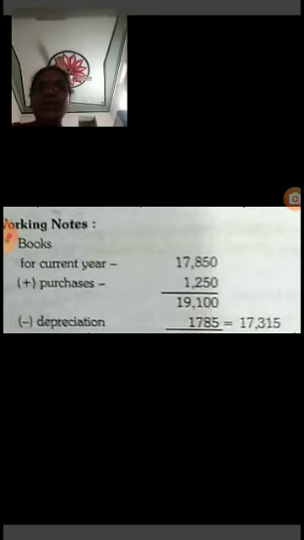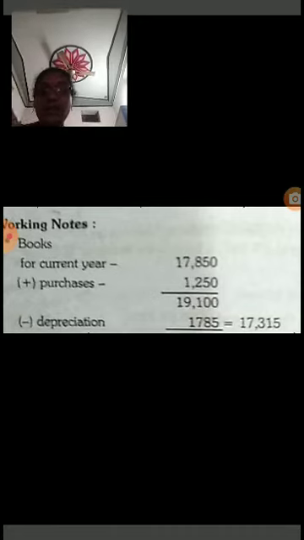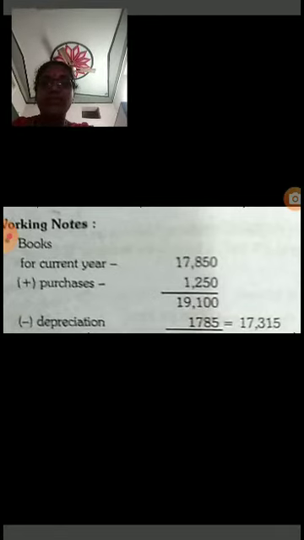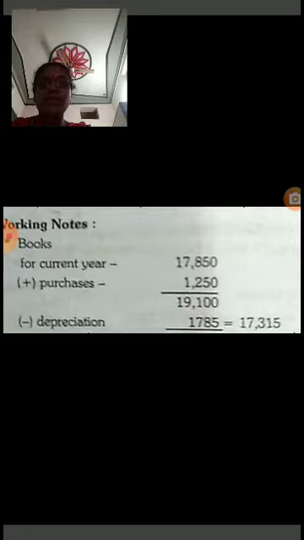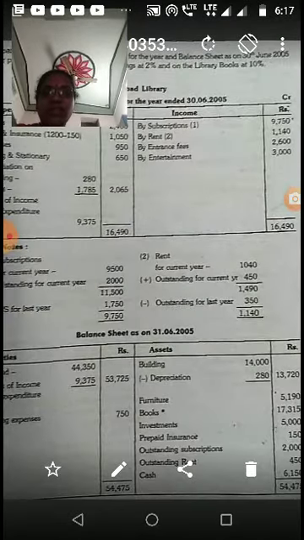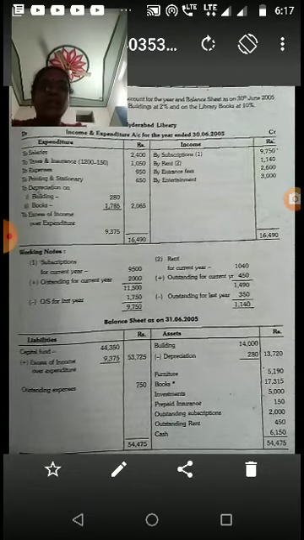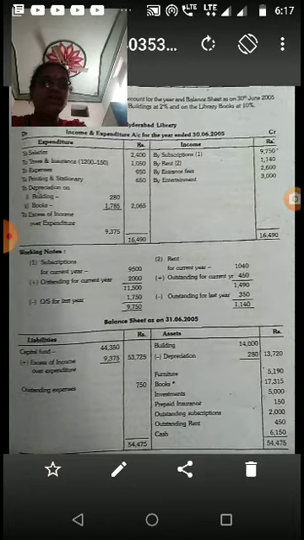Now, books for the current year 17,850, add purchases 1,250, that is 19,100 minus depreciation is 1785, that is 17,315. The books is 17,315. So this is the balance sheet of the Hyderabad library.